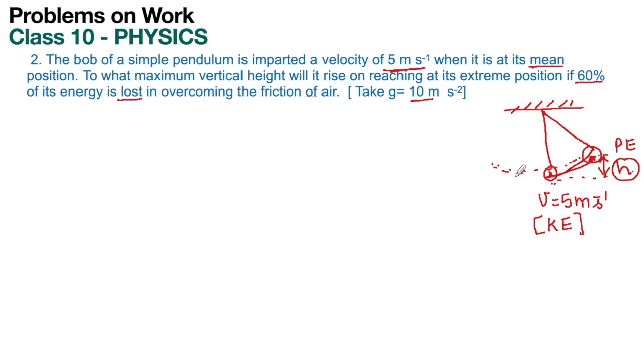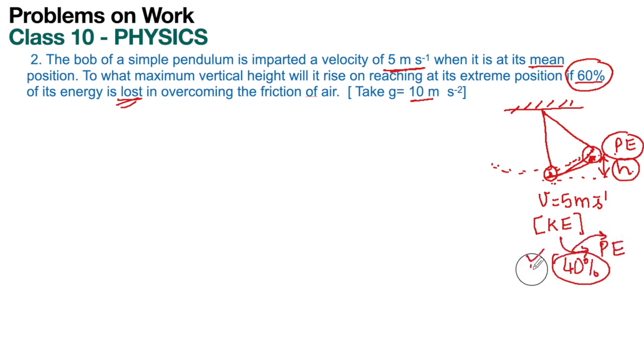But as it is moving from here to here, it is going to overcome the friction of the air. And because of that, how much energy is lost? 60% energy is lost. Which means how much energy is available for this potential energy? So you'll have kinetic energy becoming potential energy, and in doing so, 60% is lost. So it will have 40% becoming potential energy. And this is the important step.